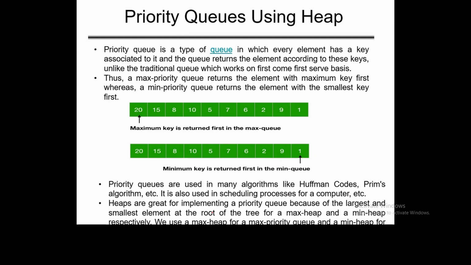Heaps are great for implementing a priority queue because of their properties: the largest and the smallest elements are at the root of the tree for a max heap and a min heap respectively. So in the case of a max heap, this will be the root, and in the case of a min heap, this will be the root. So we can use a max heap for a max priority queue, and a min heap for a min priority queue.